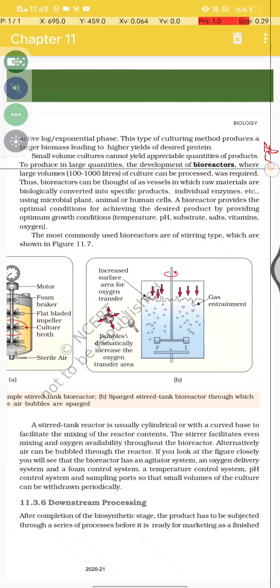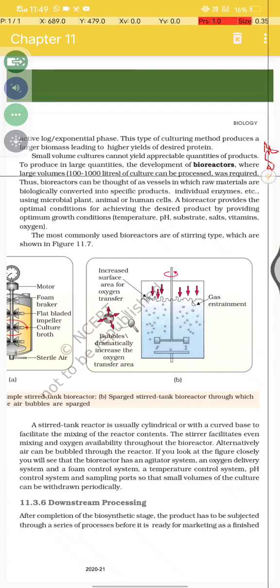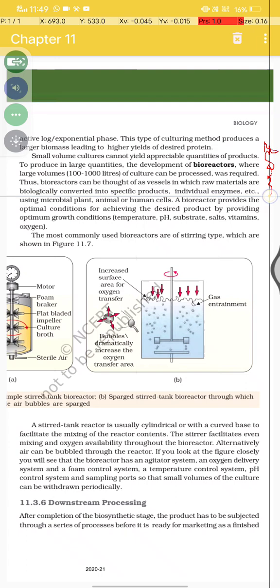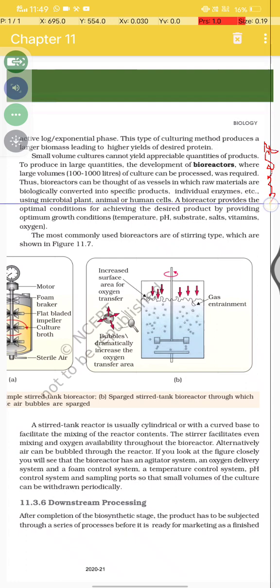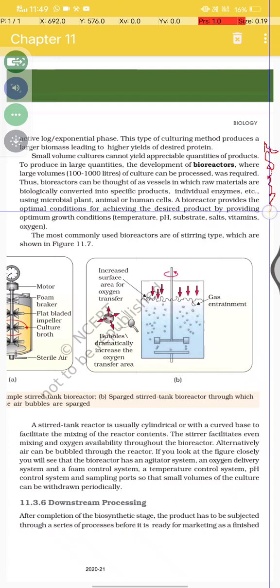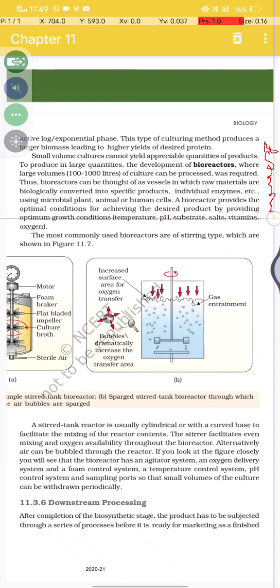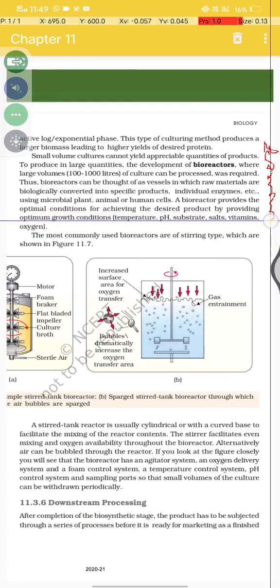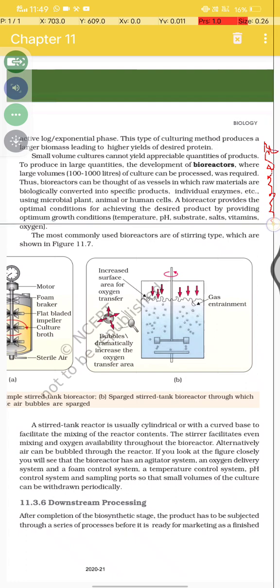the development of bioreactors, where large volumes of culture, 100 to 1000 liters, can be processed, was required. Thus bioreactors can be thought of as vessels in which raw materials are biologically converted into a specific product, individual enzymes, etc., using microbes, plants, animals or human cells. A bioreactor provides optimal conditions for achieving the desired product by providing optimum growth conditions: temperature, pH, substrate, salts, vitamins, and oxygen.